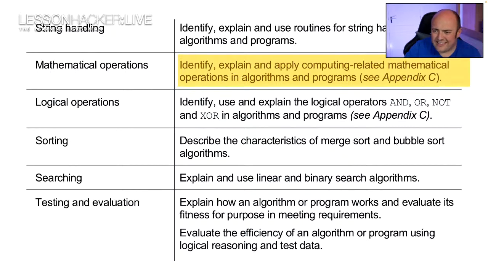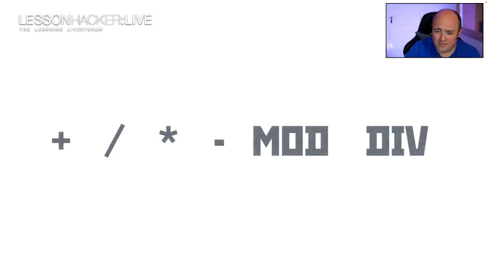Math operators. All right, so this is a little bit fussy and people often make mistakes here. Here are the basic mathematical operators. We've got plus, we've got divide, which is a forward slash. You've got multiply, which is an asterisk. You've got minus, which is a minus. And then you've got mod and div. Now, these are short for modulus and divisor.